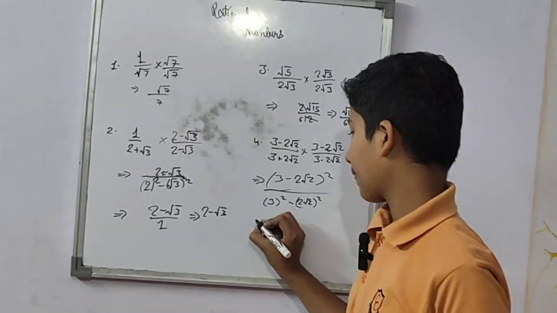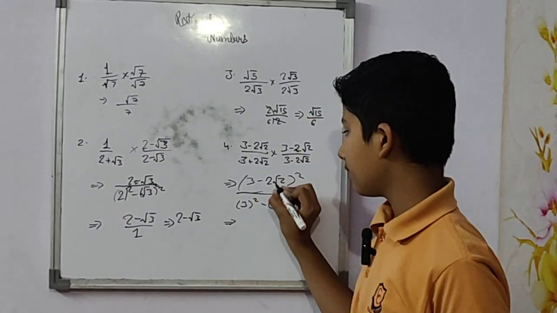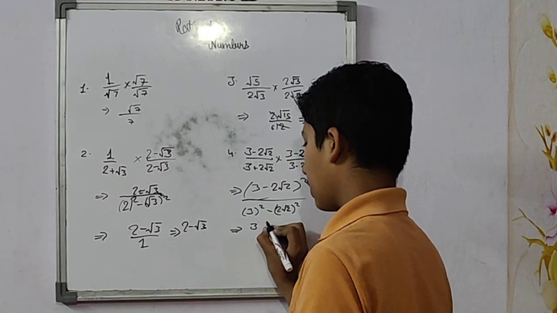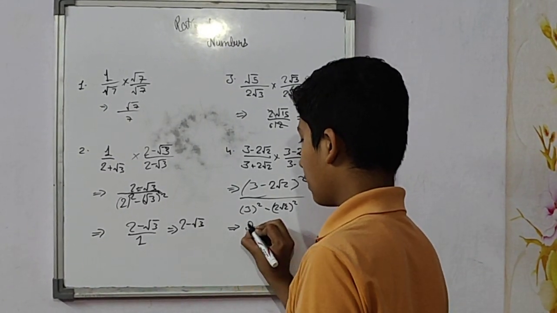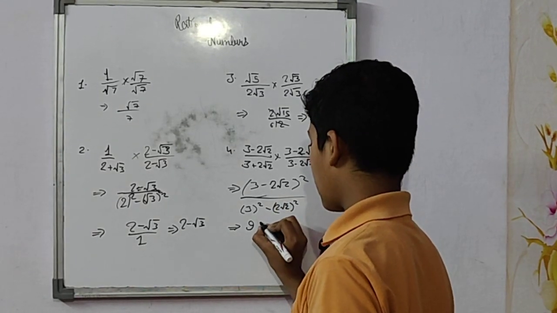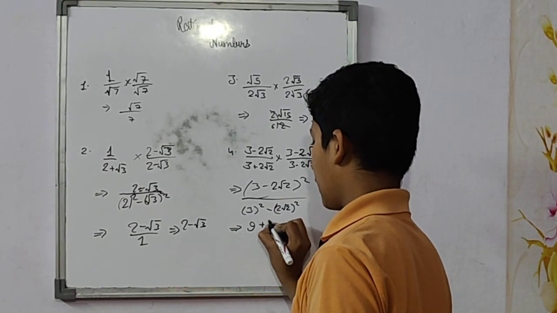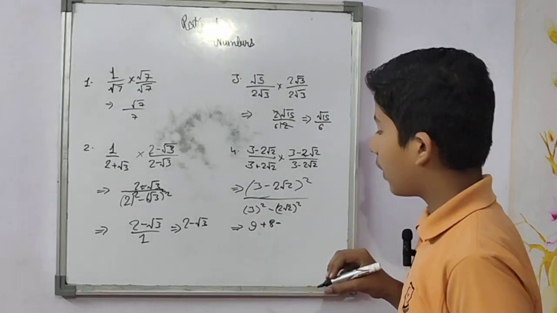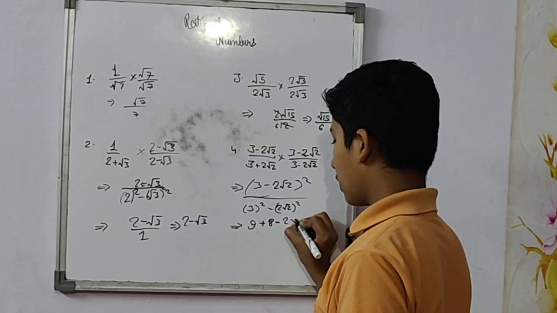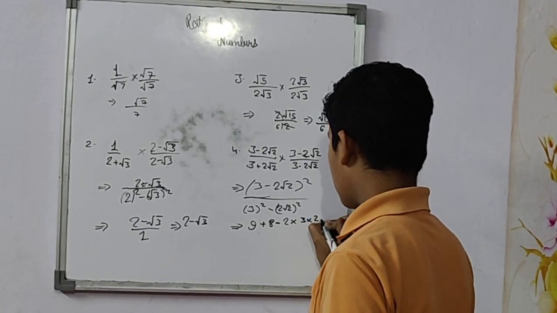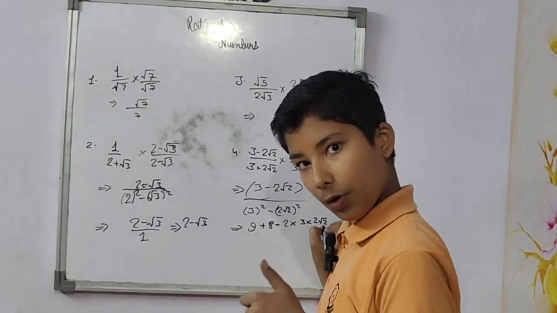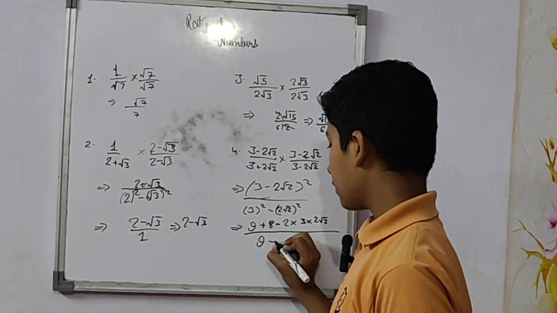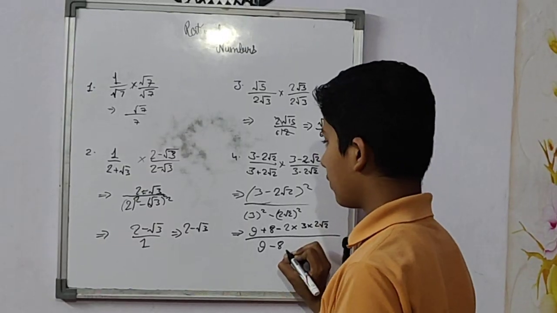Okay. What will it become? 3 minus 2 root 2 square equals 3 square, which is 9, plus 2 root 2 square, which is 8, minus 2xy, minus 2 into 3 into 2 root 2. Okay. Upon, we have 3 square 9 minus 2 root 2 square 8, which will become 1.